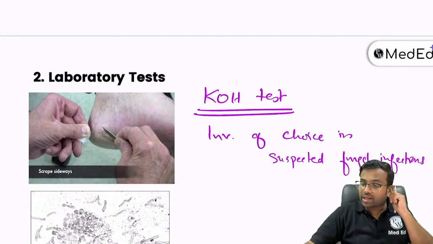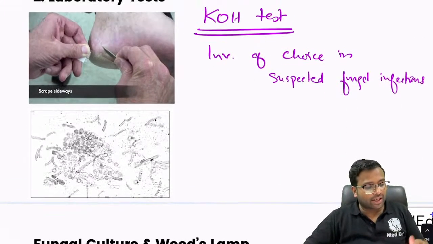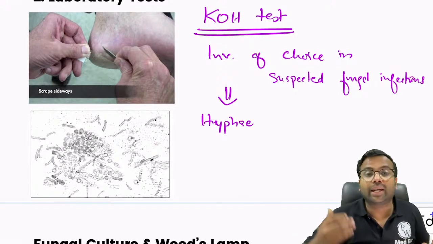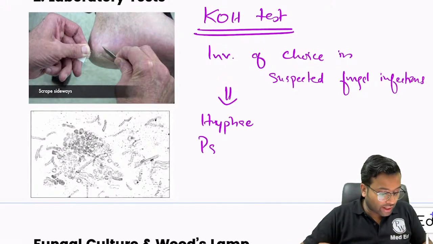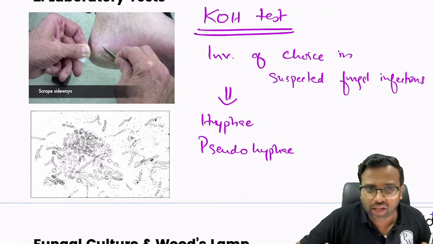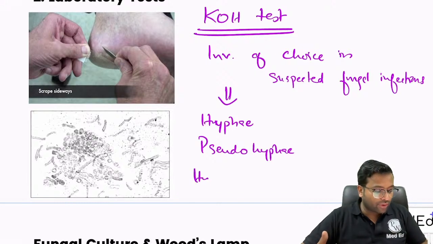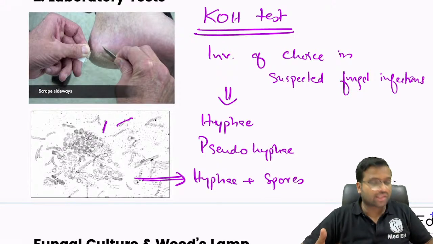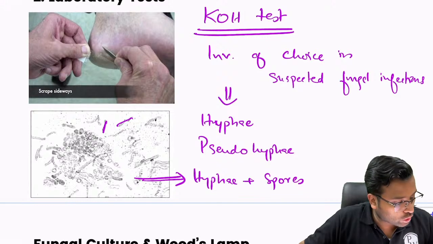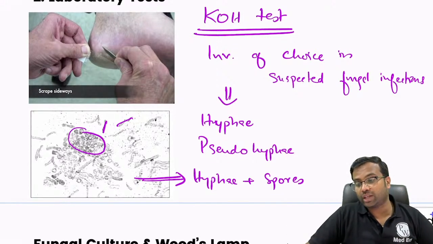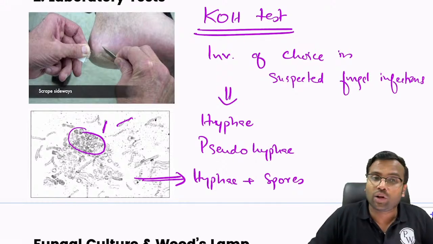Because when we do this kind of test, in a KOH test you will be able to find sometimes fungal hyphae, like in dermatophytosis. Sometimes you can find pseudohyphae, like in candidiasis. Sometimes you can find hyphae as well as the spores, like in this image. Those long strands are going to be the fungal hyphae, and all those rounded things that you can see in this image can be the fungal spores, which we can see in diseases like pityriasis versicolor.